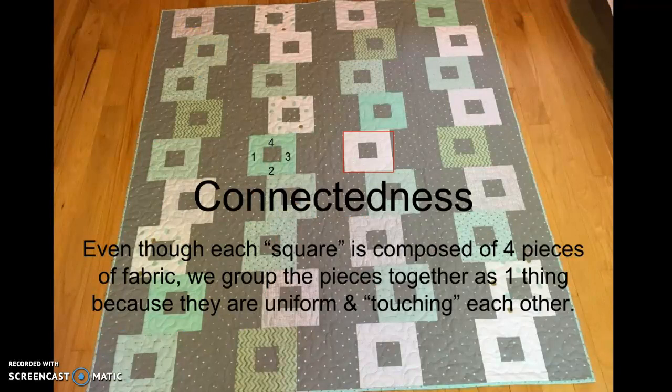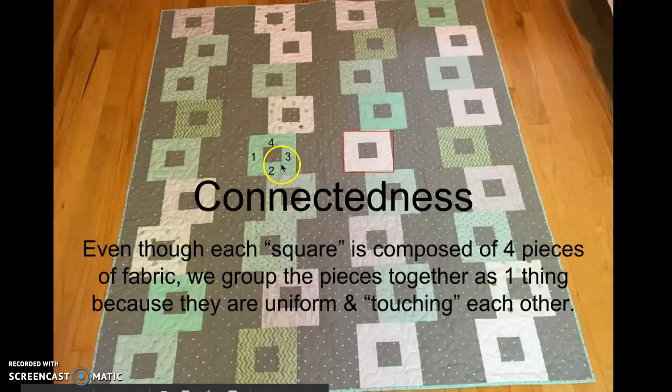Okay, so we also can see in this particular quilt a Gestalt grouping principle called connectedness. And this one is a little trickier sometimes for students to spot and understand. Connectedness refers to the fact that when objects or pieces of something are uniform, so usually uniform in color or pattern, and linked, so like touching each other, then we perceive them as one thing rather than their component pieces.